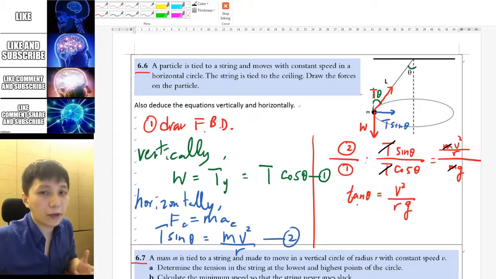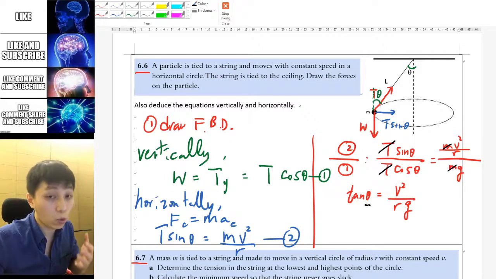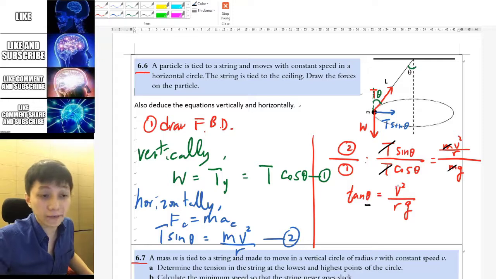The interesting thing about this equation is you can see the m got cancelled out. That is to say, no matter what mass you have, the angle will be the same as long as you have the same v, same r, and same g. So yeah, this is a very interesting fact.